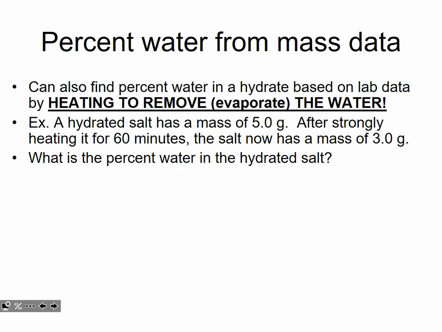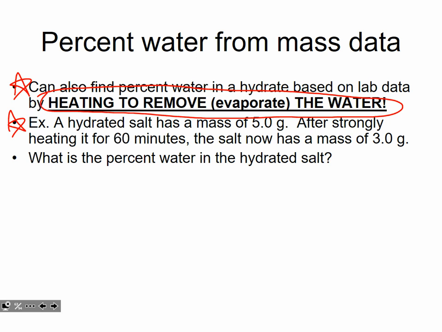But we can also look at hydrate percent composition problems in terms of mass data, meaning what if I don't give you the formula for a hydrate? What if all I give you is information like this, where it says a hydrated salt has a mass of 5 grams. After strongly heating it for 60 minutes, the salt now has a mass of 3 grams. What is the percent water in the hydrated salt? There is no formula here for you to find gram formula mass from, but we can still work out the percent water. And the key is to understand that when we analyze a hydrate, we heat it, and when we heat it, the water gets removed.